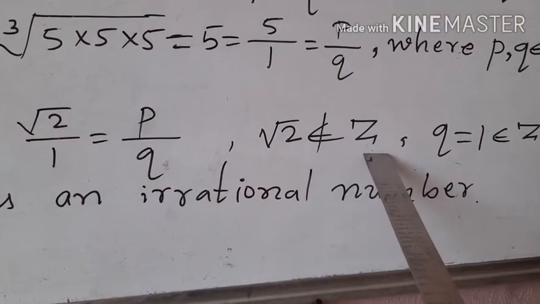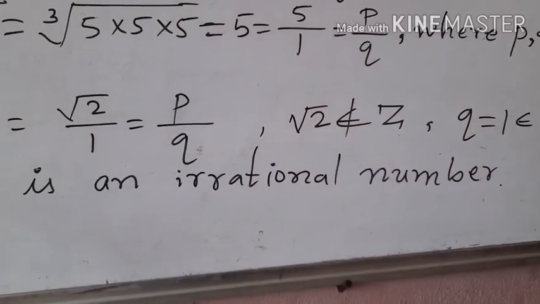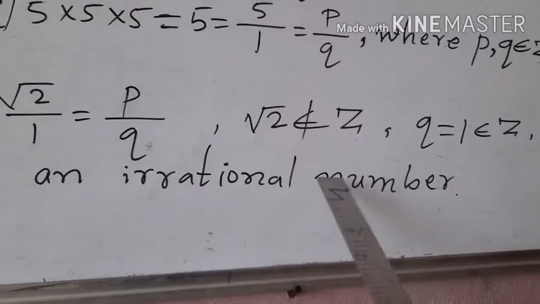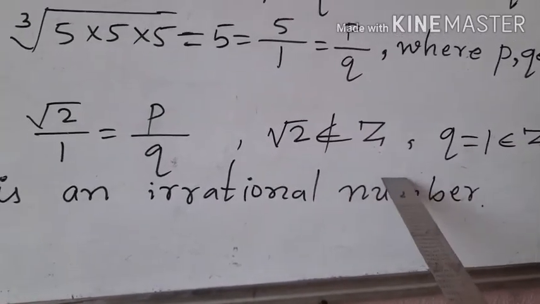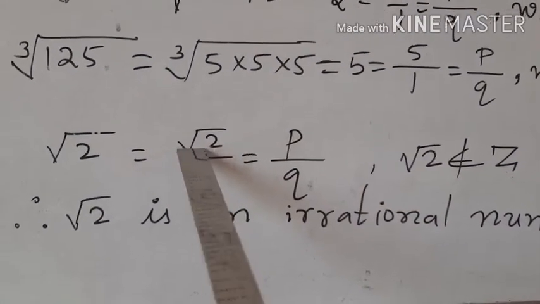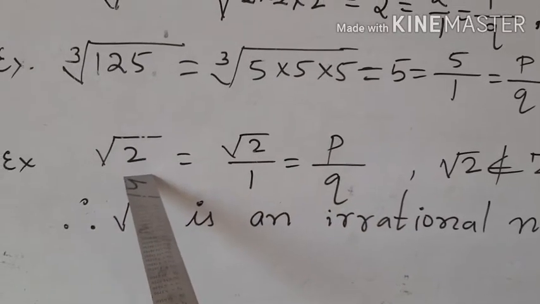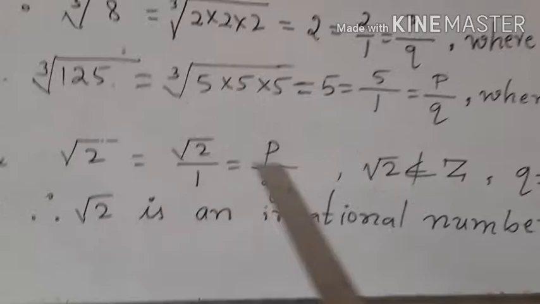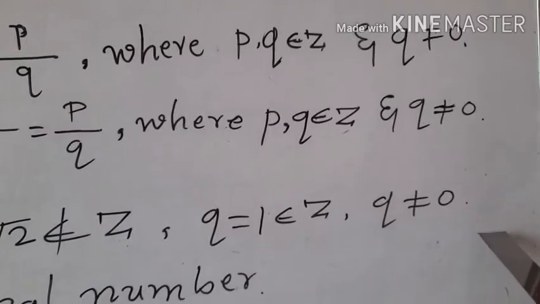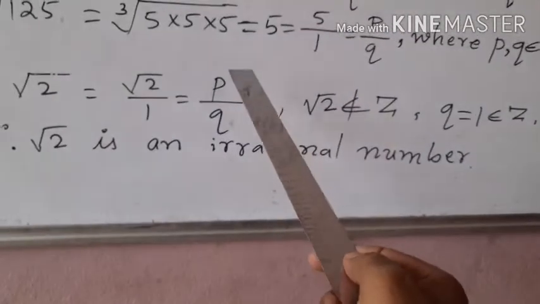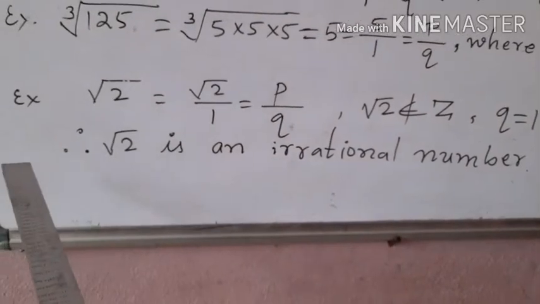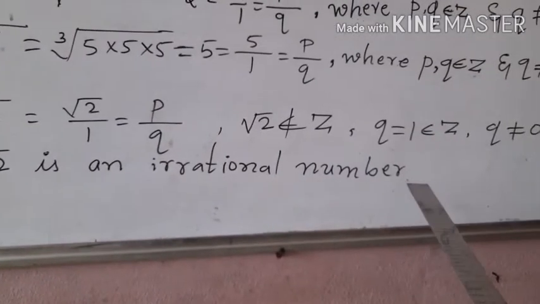In the set of integers you will find minus 1, minus 2, minus 3 up to infinity, 0, plus 1, plus 2, plus 3 up to infinity. But you will never see square root of 2 in the set of integers. That is why here p is square root of 2, which is not an integer. That is why square root of 2 is not a rational number, it is an irrational number. Therefore, children, root 2 does not belong to Z, and q equal to 1 belongs to Z and q is not equal to 0. But p is not an integer here. Therefore, square root of 2 is an irrational number.